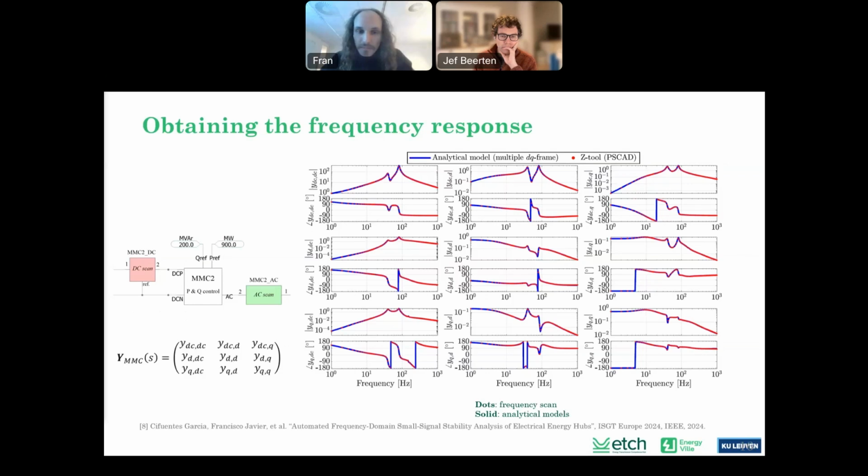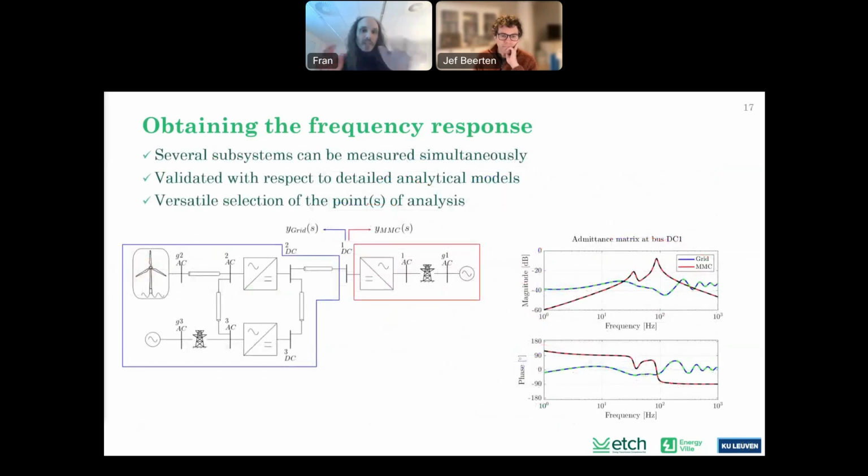Okay, and this is just one example for one device, but in fact, the idea is to use all of this in a system-wide manner. So how do we do that? We can measure several subsystems simultaneously, as mentioned before, and this is also validated from different points of analysis. So for instance, let's take this system that is a little bit more complicated than just one device.